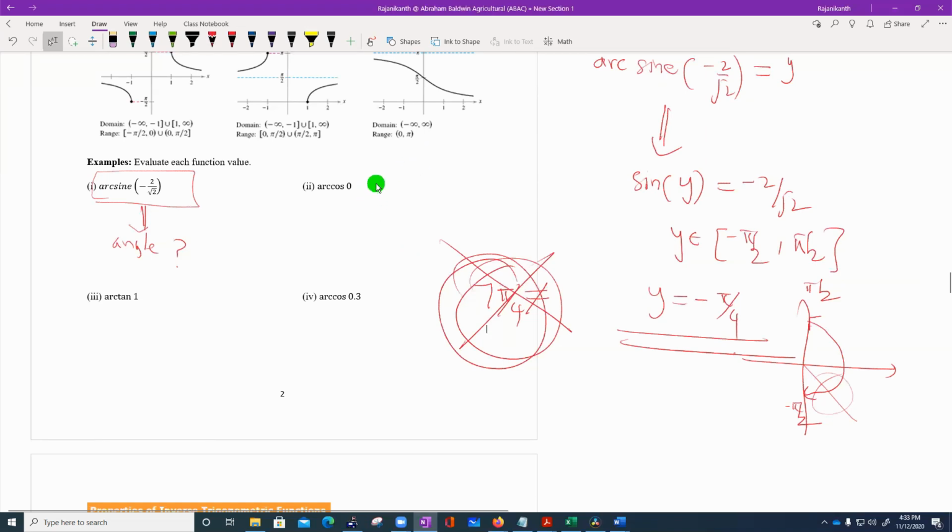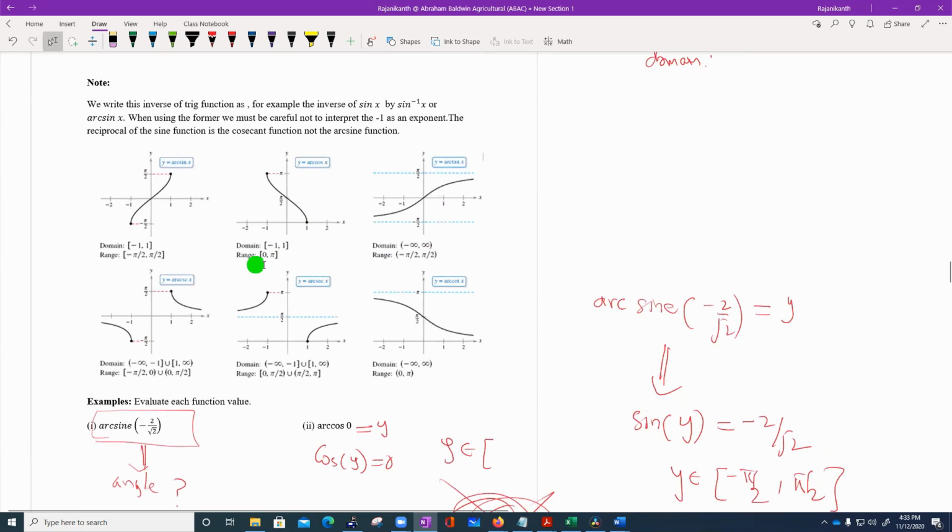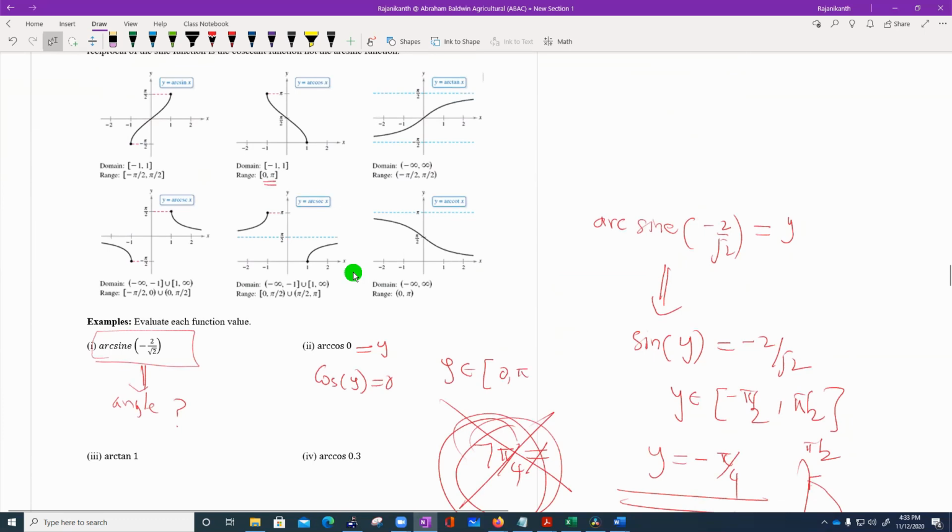Now go to the second one. What is arccosine of 0? We don't know the answer, say y. The question is now finding y such that cosine y should be 0. But remember again, your y should be in the range. Now look at the cosine function. For the cosine function, what was your range? 0 to pi. So you have to always look for the range. Cosine of which angle will give you 0? That angle is supposed to be between 0 and pi. Cosine of what is 0? It is pi over 2. Cosine of pi over 2 is 0. We are good because this answer is in this range, 0 to pi.